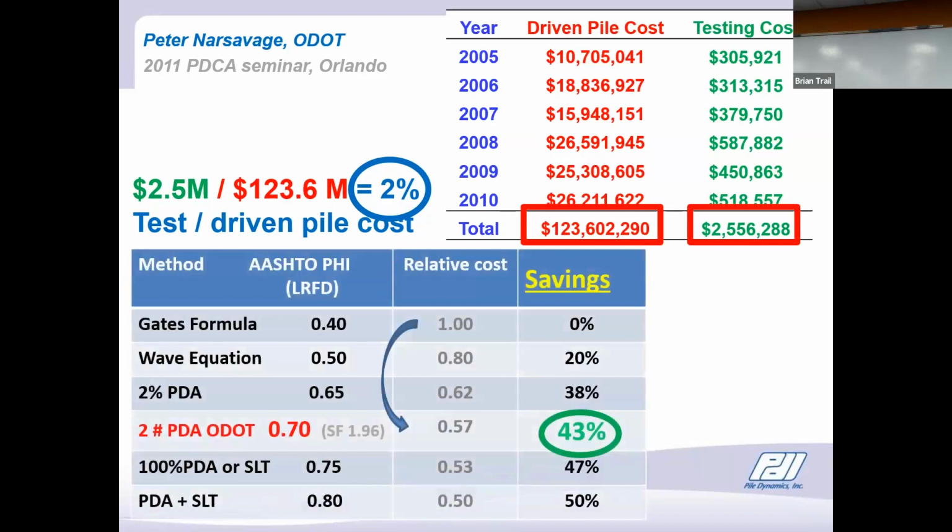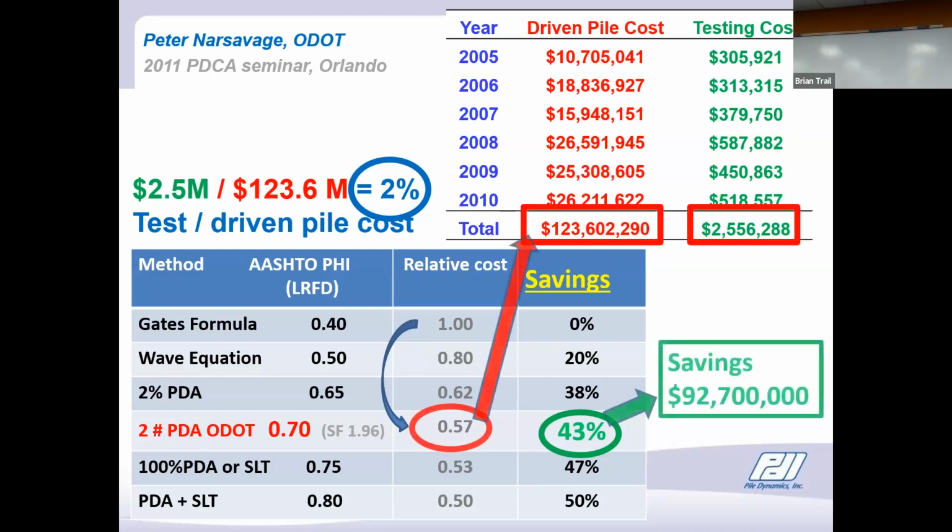Let's come down and take a look at this table we just had before. And if we look at the relative costs, we call the formula factor of 1. If you take that ratio, which Ohio uses, by the way, 0.7 for the factor, which is a safety factor of 1.96, practically 2, that ratio 0.4 over 0.7 is 0.57. So that's my relative cost if I do a PDA. And so the complement of 57% is 43%. So that's my savings. That's what I have saved.